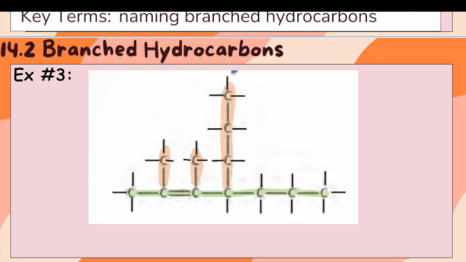Then we can number our parent chain in green, making sure that we have the carbons that our alkyl groups are coming off of as the lowest numbers possible. So we're going to start over on the left instead of the right. Carbon 1, carbon 2, 3, 4, 5, 6, and 7. So we have 7 carbons in this chain. 7 has a prefix of hept. Then we have a double bond, so this is going to end in ene, so it will be heptene.